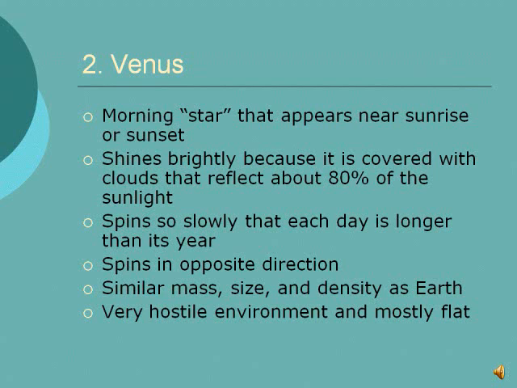It spins so slowly that each day is longer than its year. So it takes longer for this planet to spin on its axis than it does for it to go around the sun. And it also spins in the opposite direction than all the other planets. It's similar in mass, size, and density as Earth, but its environment is very hostile. And the majority of the landscape of Venus is mostly flat.